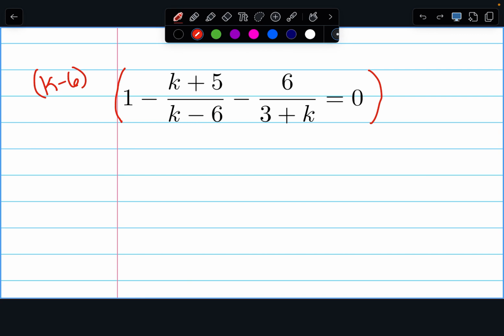Well, I have another denominator. I have this 3 plus k. Now, I don't like 3 plus k. I prefer k plus 3. So I'm going to write k plus 3. I just know that they're the same thing.